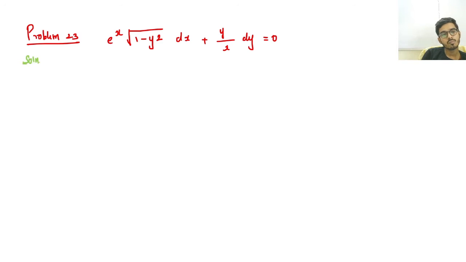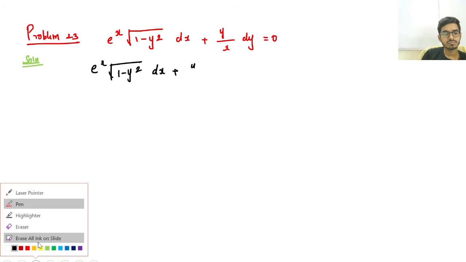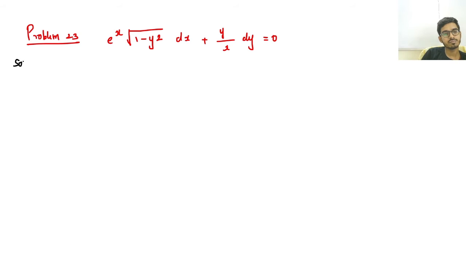So solve e power x root of 1 minus y squared dx plus y by x dy. So this is the same as e power x into root of 1 minus y square dx plus y by x dy. We will make some space. Okay, solution. So e power x into root of 1 minus y square is equal to minus y by x dy.